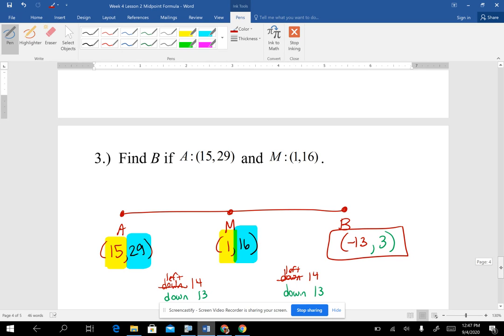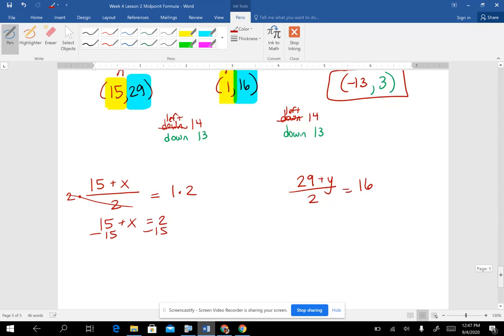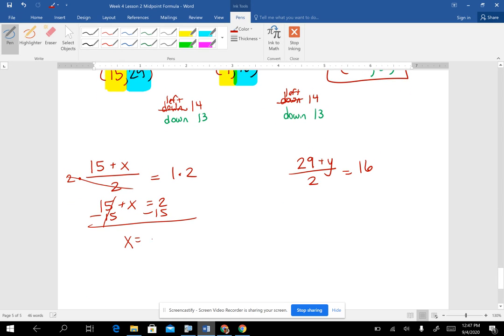If you prefer doing it algebraically, you could too. You could do something like 15 plus X divided by 2 gives you the X coordinate. 29 plus y divided by 2 gives you the y coordinate of the midpoint, and you could solve algebraically. So I'll just show you really quickly how you would do that. Since I'm dividing by 2, you could multiply both sides by 2. And then you would just subtract 15 from both sides, and you'll notice that we're going to get the exact same answer for our X coordinate that we got before.